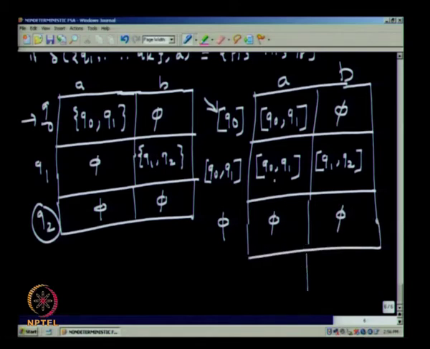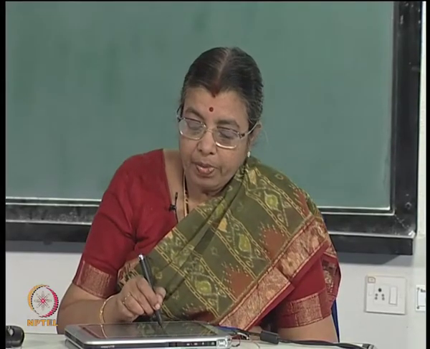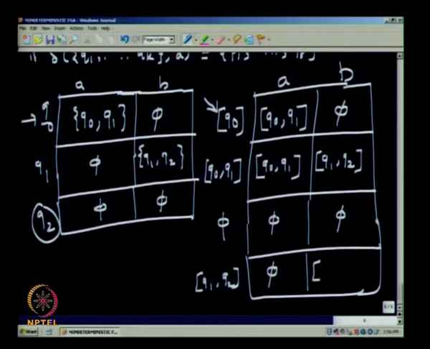Now, we have seen for this, we have to see for this Q1 Q2. If you are in Q1 Q2 and if you get an a, the next state is the union of these two, that will be empty. If you get a b, the next state will be the union of this, that will be Q1 Q2. So, we have considered this, we have considered this and so on. So, we need not prolong the table.